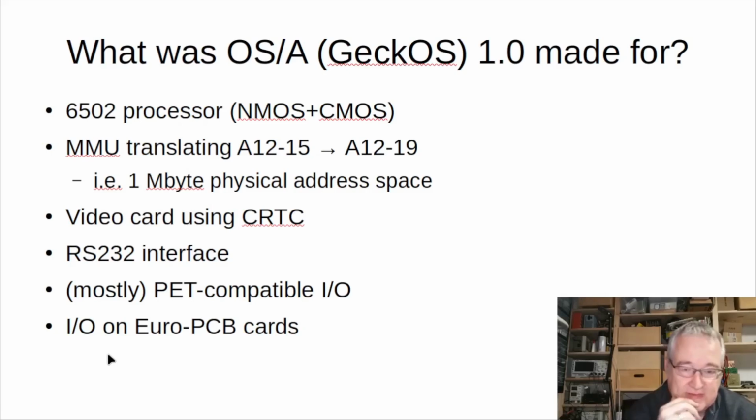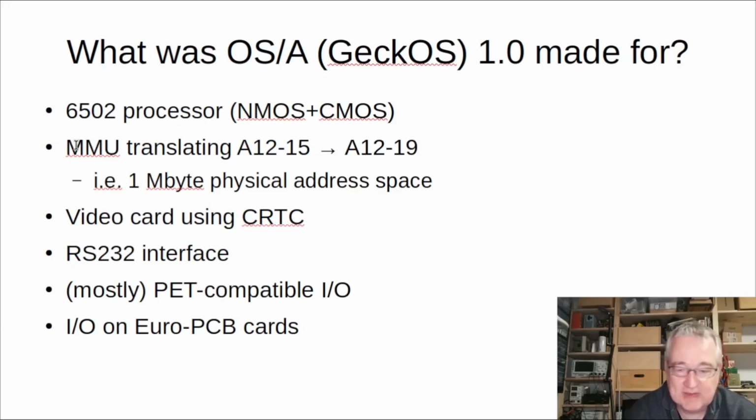A video card using CRTC compatible to the PET, not exactly in the beginning, but later it got better, especially with the I/O. It got more compatible. It got an RS-232 interface, and there's lots of I/O that is now available on Euro PCBs, and I have a link in the description below where you can find all the PCBs for that. So, this was the original specification that this operating system was made for, and the MMU played a prominent role.